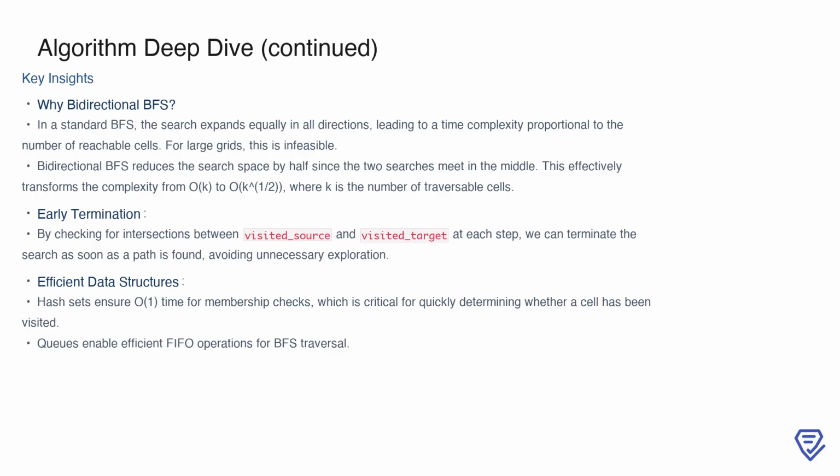Another key advantage is early termination. The algorithm stops as soon as the 2 searches intersect, avoiding unnecessary exploration. The use of hash sets for visited cells ensures constant time membership checks, which is crucial for efficiency, while queues facilitate orderly processing of cells in a first-in first-out manner, making them ideal for BFS traversal.